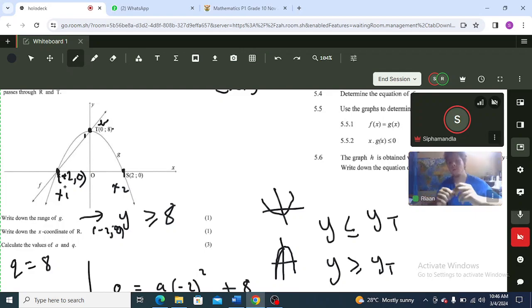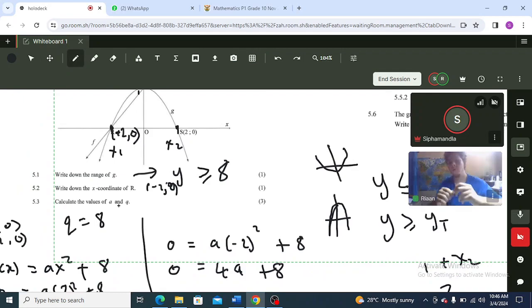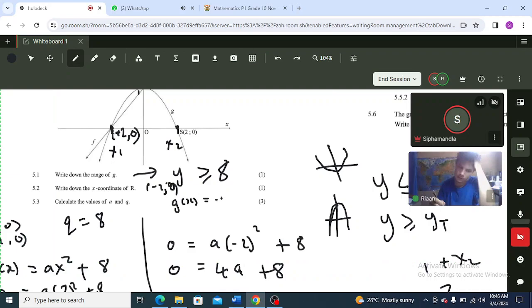Instead of asking you to find the value of a and q here, they can just say show that g of x is equal to negative 2x plus 8. So you have to recalculate the value of a and the value of q, which is the same procedure that we did here. They can ask this question in 2 ways. The first way, they can say show that or prove that the function g of x is equal to negative 2x plus 8. The second way, they can simply say calculate the value of a and q.